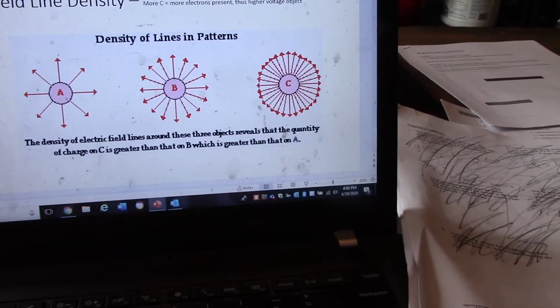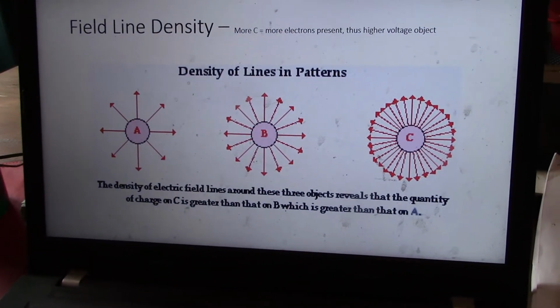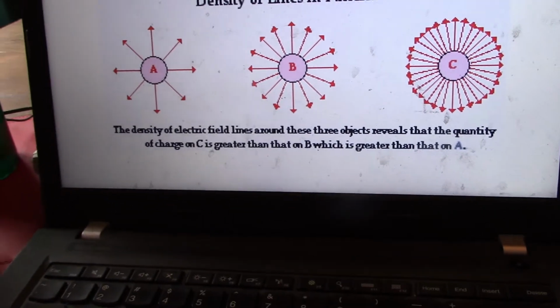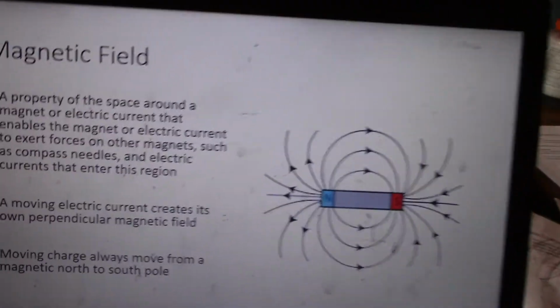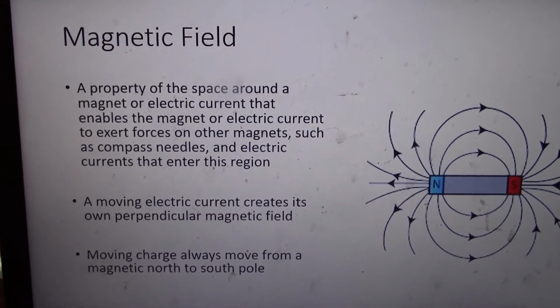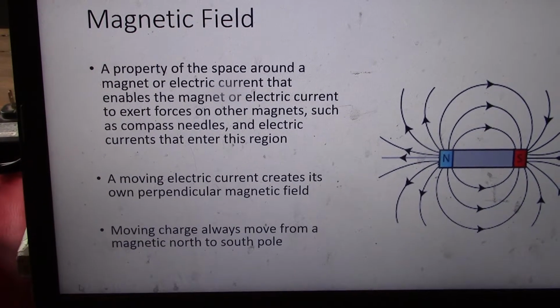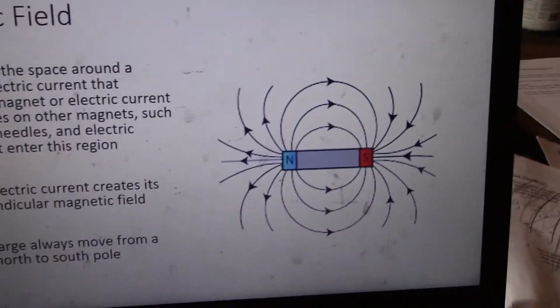All right, so I'm going to continue on with this lesson here. We talked about electric field strength, directions of electric fields, thunderstorms. Magnetic fields is the next big field that we're going to look at. It's the property of the space around a magnet or current that enables the magnet or electric current to exert forces on other magnets. So if something is in the area of this magnetic field, it will be under the influence of this magnetic force.